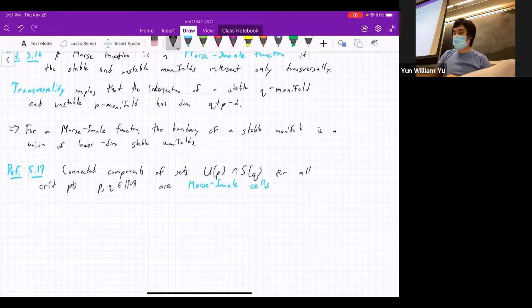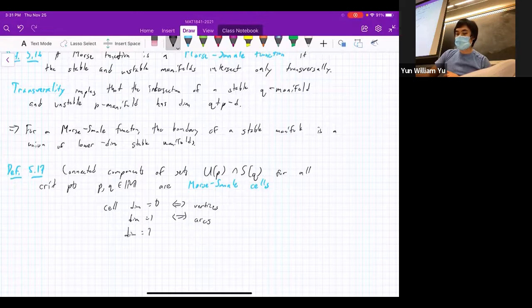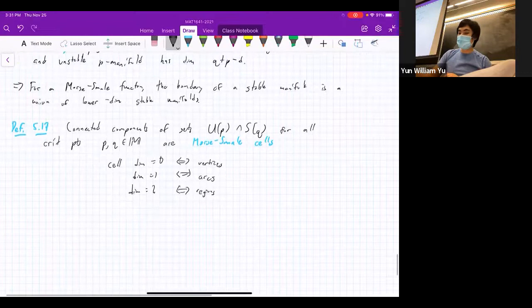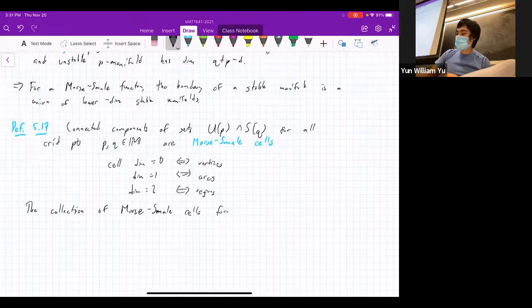Okay, and once you do this, we can give these things specific names. For dimension equal to 0, we call these things vertices. If we have dimension equal to 1, we call these things arcs. Dimension 2, we'll sometimes call these things regions, and so on. And then the collection of these Morse-Smale cells forms a Morse-Smale complex.